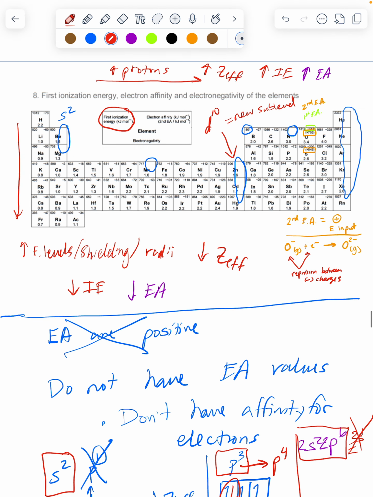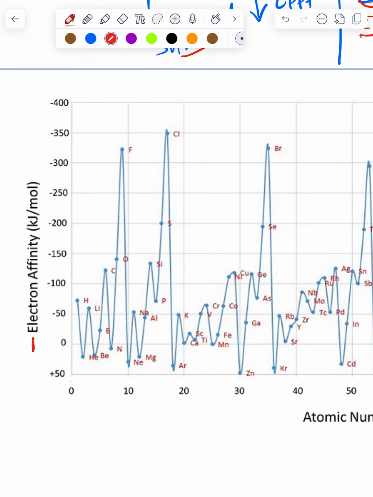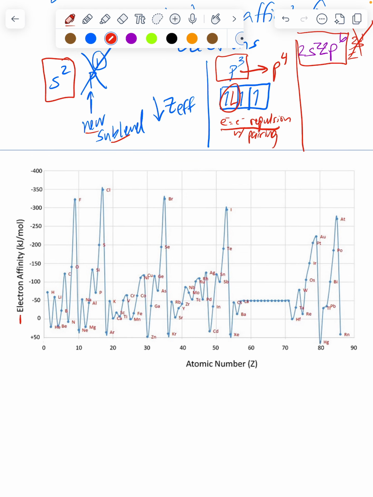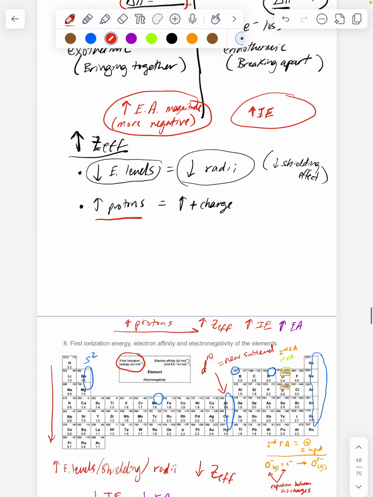So that's what the electron affinity trend looks like. It's flipped here to show the more negative values being higher up. You can see it's very strange. It has a lot of ups and downs. This is not a trend that they typically ask about, but if they did, for the general trends, we could go back to our normal rules of effective nuclear attraction, energy levels, shielding, radii, and protons to help justify why the value would increase in magnitude.